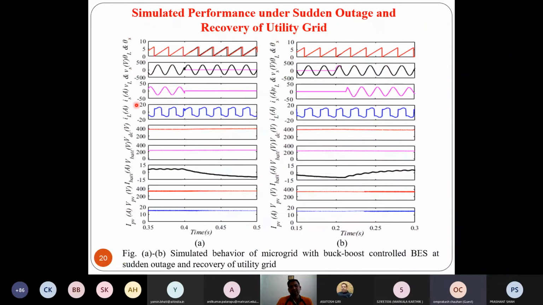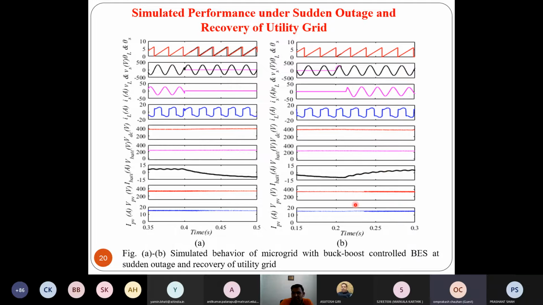All other parameters we have also verified. At 0.4 second there is a grid outage and power quality is maintained, like the grid current is sinusoidal here, and the battery moves from discharging mode to charging mode. Suppose the SOC of the battery is not maintained after 0.4 second; the battery slowly goes to the charging mode. Negative current means we are considering that the battery is in charging stage. Positive means the battery is discharging.